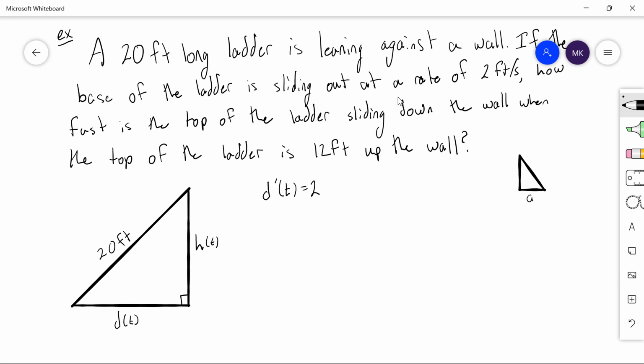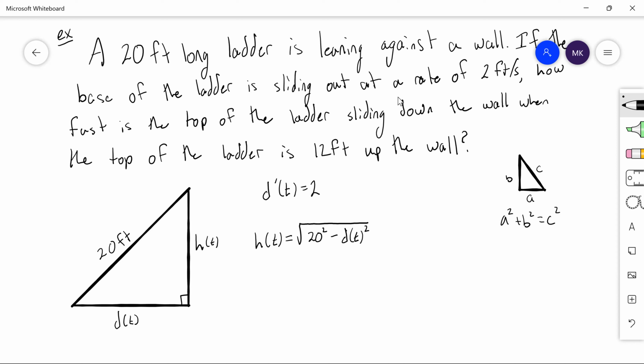if we have a right triangle, we have our A, B, and C. It says that A squared plus B squared equals C squared. So in this case, we get that h of t is equal to the square root of 20 squared minus d of t squared.